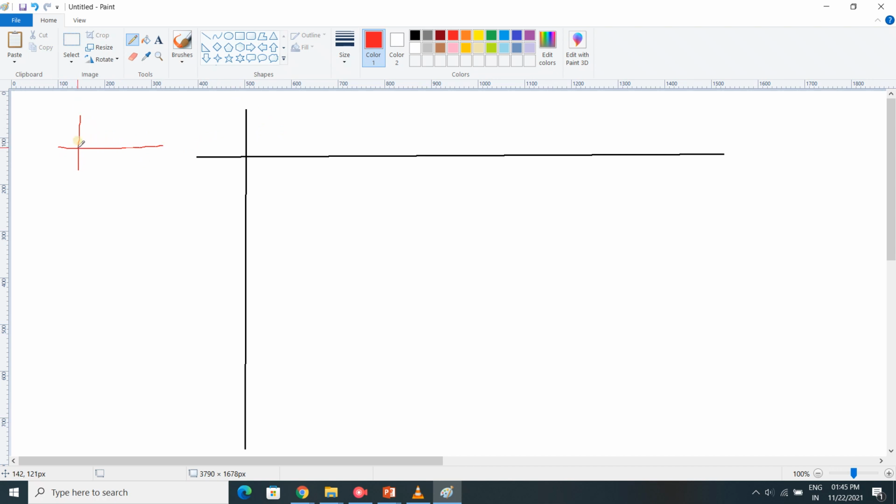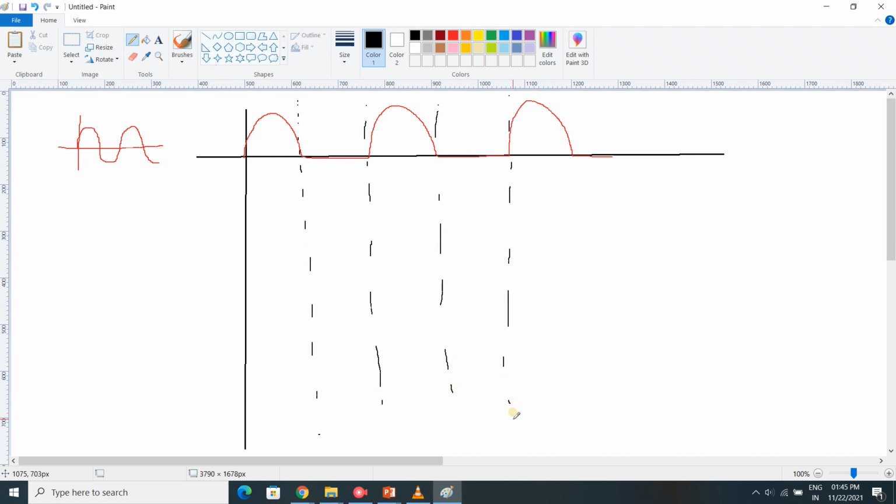If you see a half wave rectifier, that means we are talking about single phase. So in single phase, we observe a half wave rectifier like this. It is a half wave rectifier, because if I draw the dotted line like this, this is one segment, this is another segment.